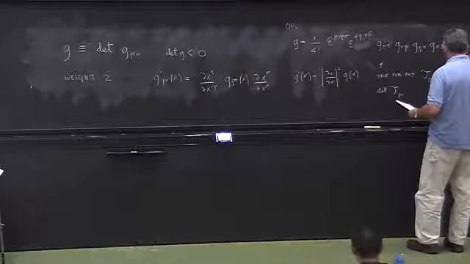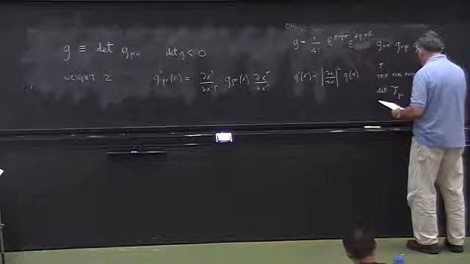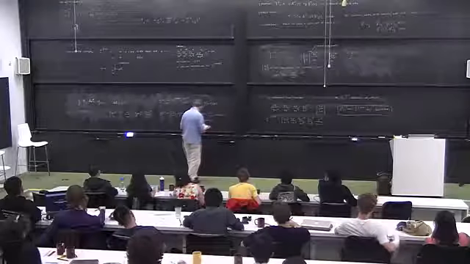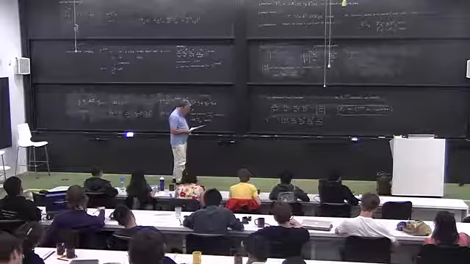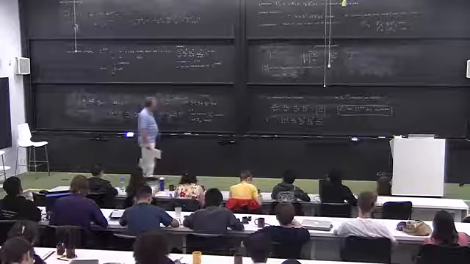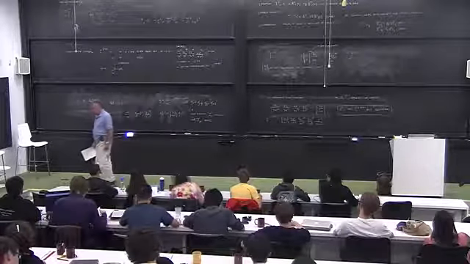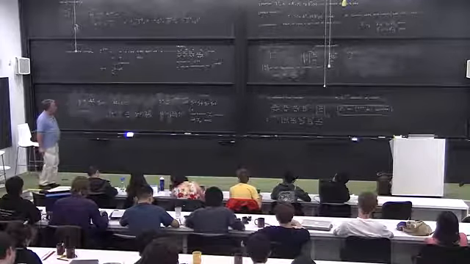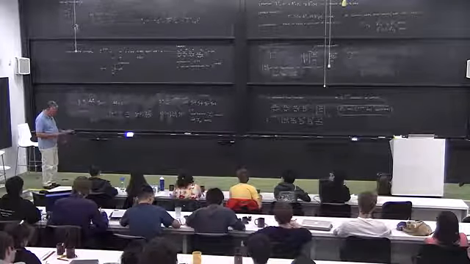If T had weight W, the determinant has weight 4W plus 2. Why is that? Well, again, it involves 2 epsilons and 4 T's. And according to our rule, the weight is the product. So if T has weight W, the determinant of T has weight W plus 4W plus 2.